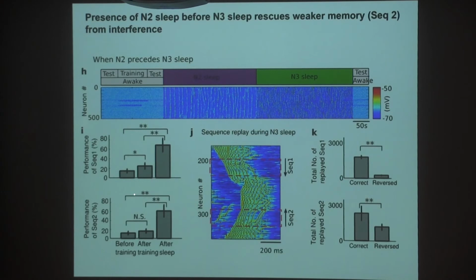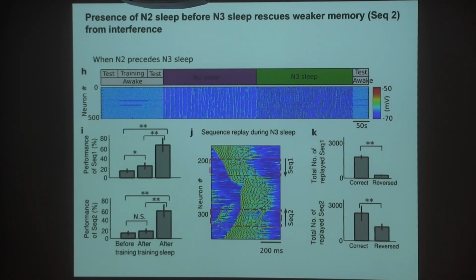And so what we have here, this is sequence 1, this is sequence 2. So there is, again, some increase. In this case, the increase in sequence 2 after initial training was quite low. But what is important, after the entire period of sleep, when we test it here, both sequences improve their performance. Both memories improve their performance.